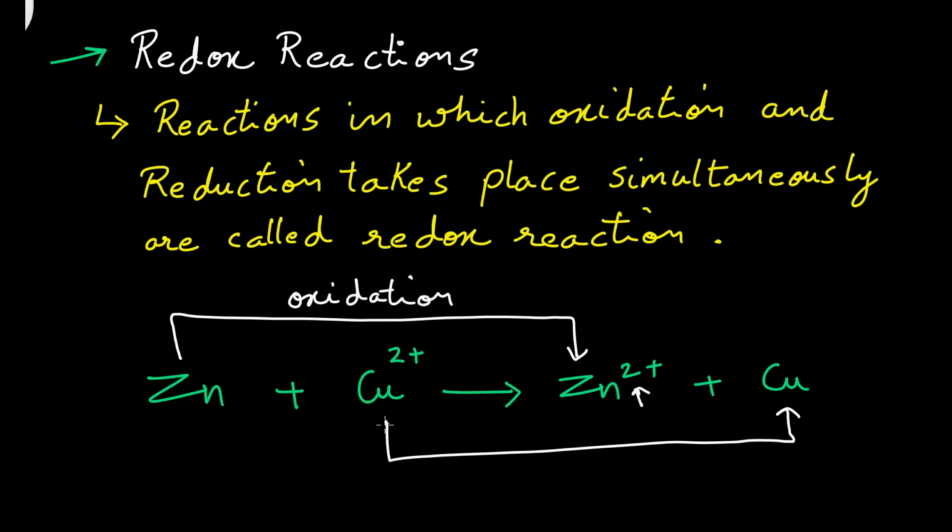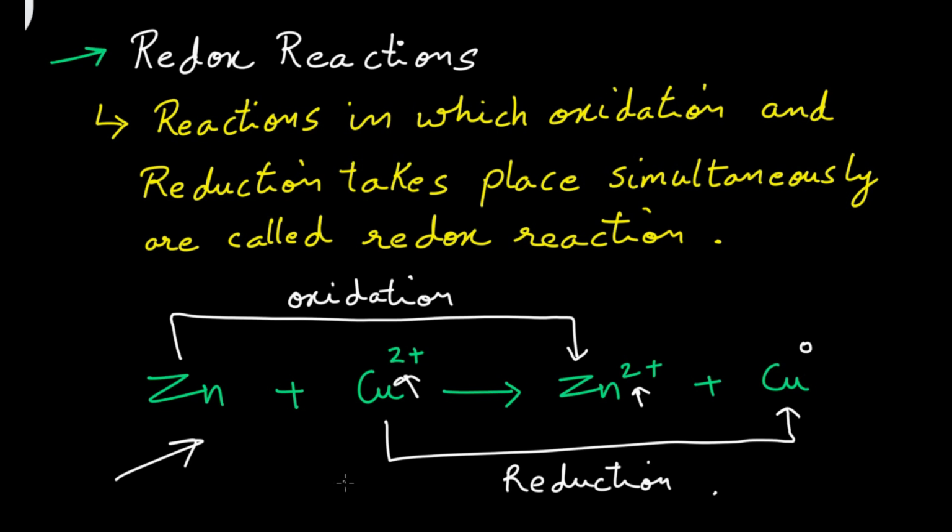Now copper, look at copper. +2 oxidation state to 0, which means it is gaining electrons. Gain of electrons means reduction. This is the most simple and most common example, copper and zinc from the Daniell cell. Or when you dip a zinc rod in copper sulfate solution, this reaction also takes place, right?